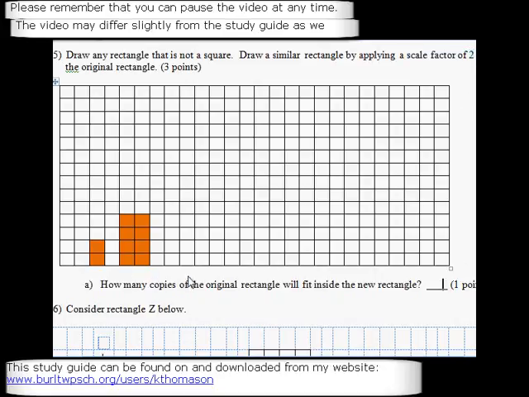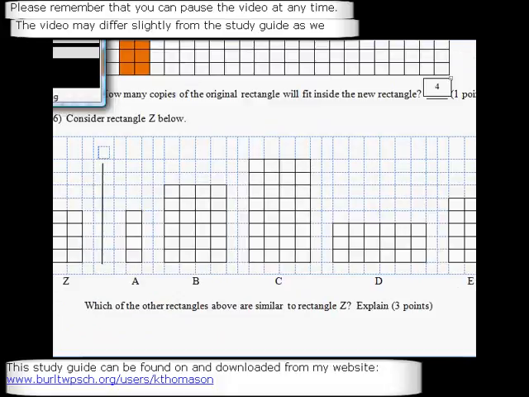So how many copies of the original figure will fit inside the new rectangle? Answer is 4. Again, we can only do this if they're similar, and we made them similar because they told us to. So since they're similar, we can use the scale factor. We square the scale factor to find out how many copies fit inside. Now again, this is all review. You should know this. We went over this in class. Alright, so you can see I put the answer 4 there.